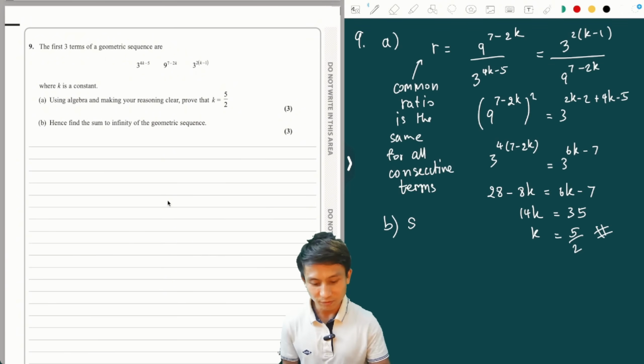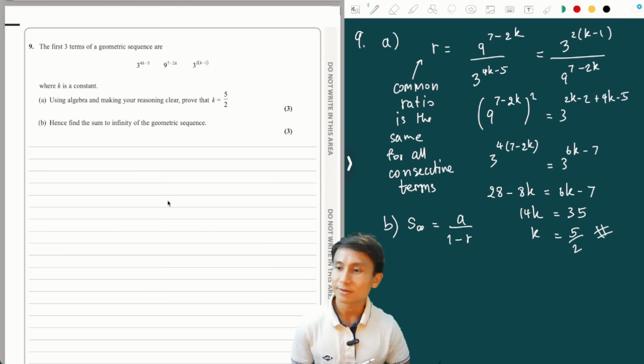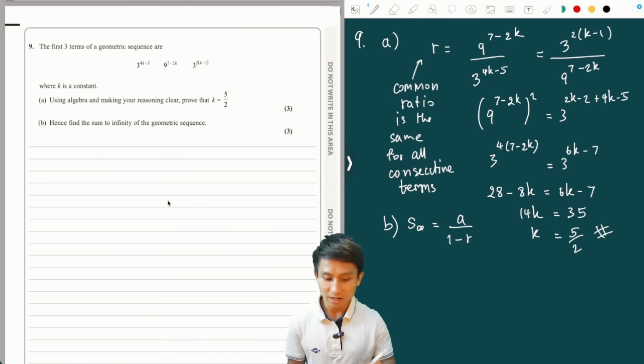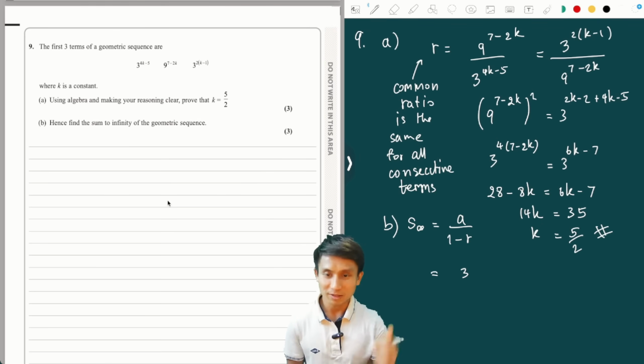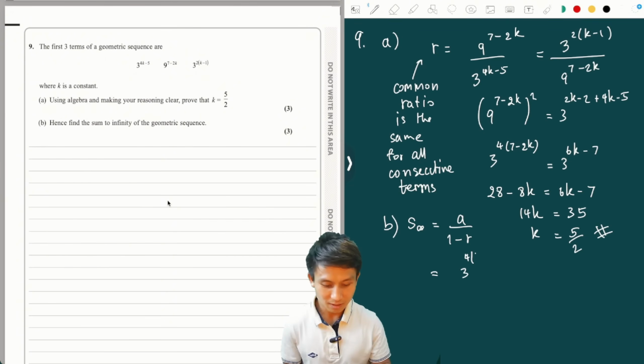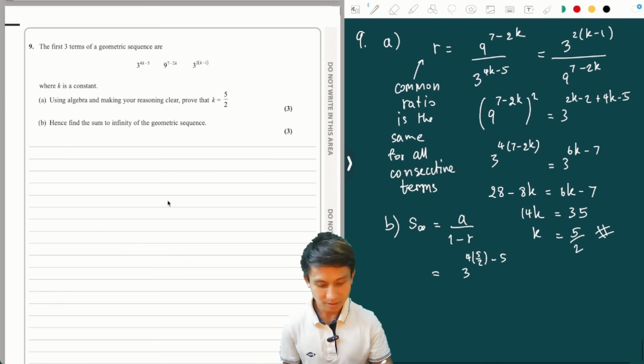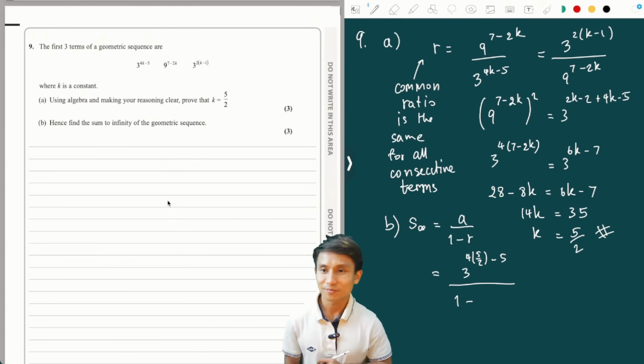So sum to infinity is a over 1 minus r, I believe. Yeah. Now we haven't got r yet because we need to substitute. The first term is just 3 to the power of 4k minus 5. So 4k minus 5 here divided by, what is r? R is, well, we need to work that out, don't we?